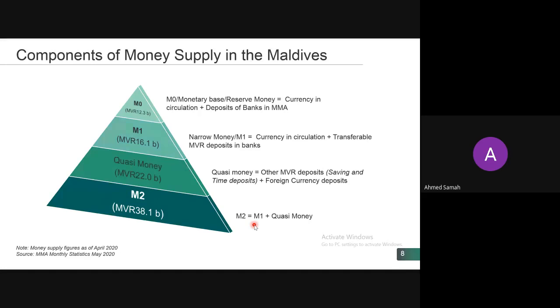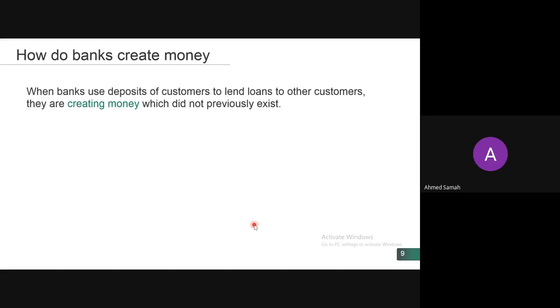Then how do banks create money? As you might know, banks have two main functions, one of which is taking deposits from customers, the other is lending loans to customers. So when banks use the deposits of customers to lend loans to other customers, they are actually creating money which did not previously exist in the economy.